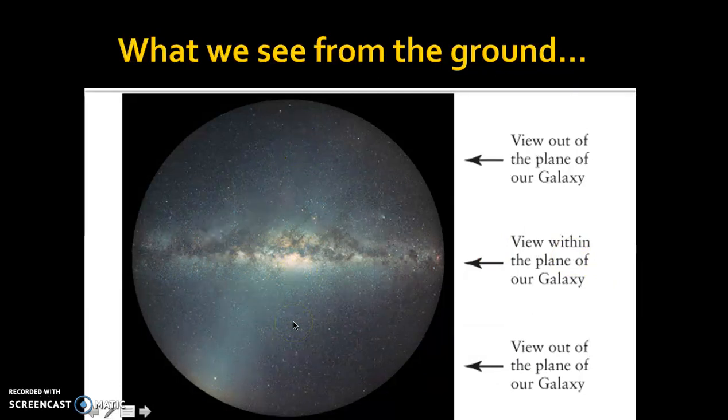But we might be looking out of the plane of our galaxy, but we're still looking at stars that are within our own galaxy. Because stars above and below the Milky Way galaxy only go about 1,000 light years. So really, every star that we see in the night sky is within our own galaxy.